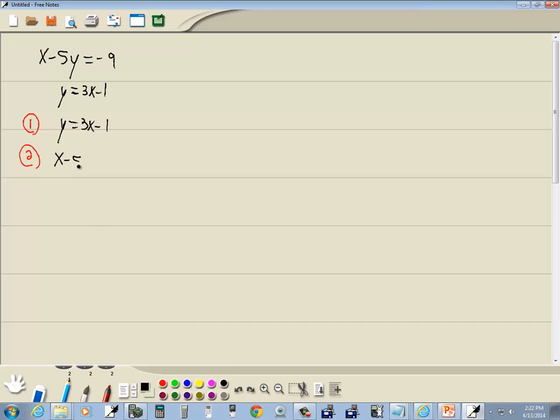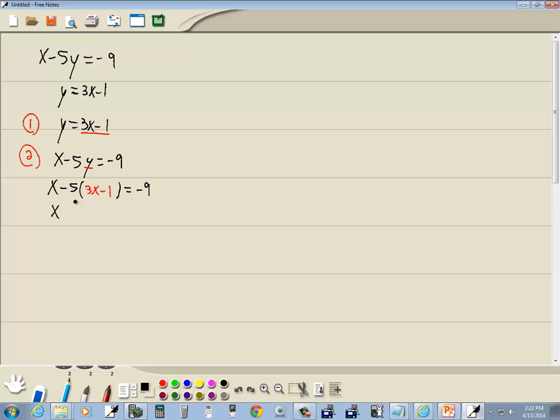So we got x minus 5y is equal to negative 9. So we got x minus 5, and up here we just said y is equal to 3x minus 1. So we're going to replace the y here with 3x minus 1. And now we want to solve.